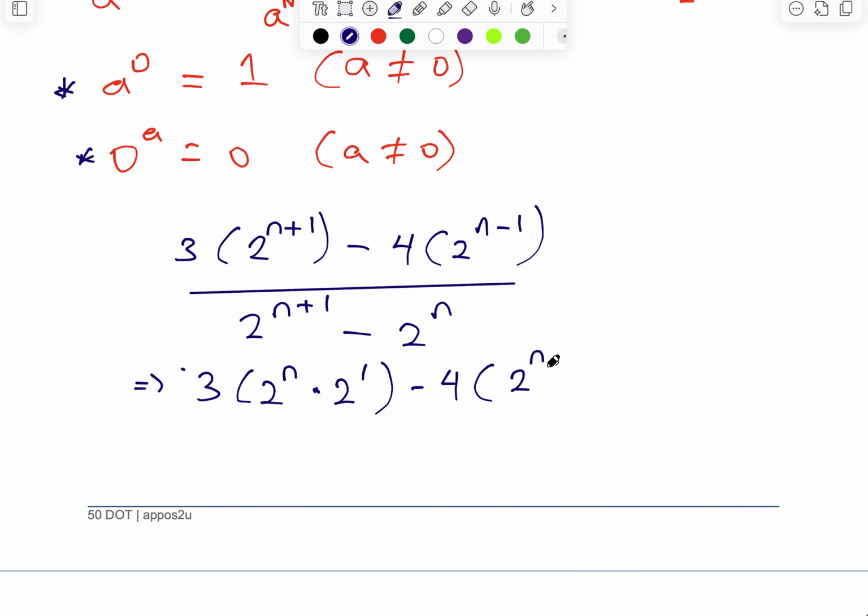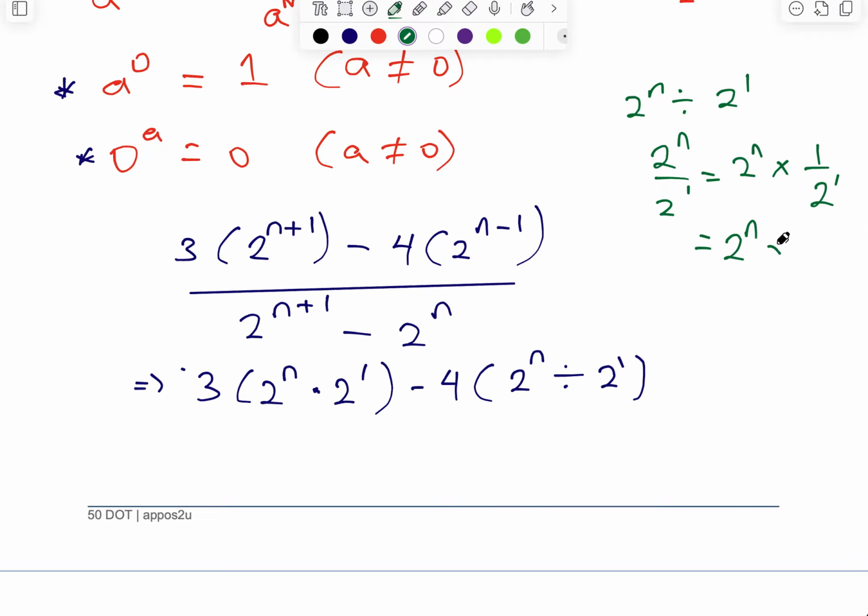Now, here's something I can do. This can be divided by 2 raised to power 1. But I want to show you something quickly here. If I have 2 raised to power n divided by 2 raised to power 1, it means 2 raised to power n over 2 raised to power 1. It means 2 raised to power n multiplied by 1 over 2 raised to power 1.